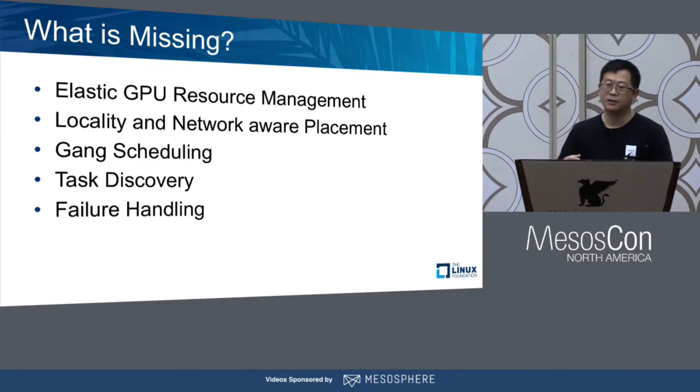Also, for task discovery, because this is a distributed training application, they need to know each other's machine and which dynamic ports they are listening on for the connection. So we have to solve that discovery problem. But that discovery is a little different from the service discovery we talked about yesterday, because this discovery is only within the same job scope. Finally, of course, we have to handle failures.